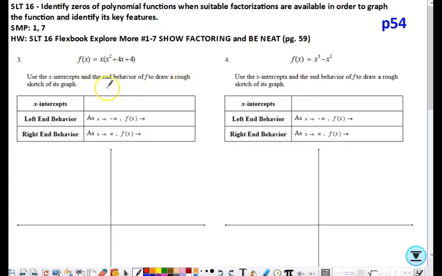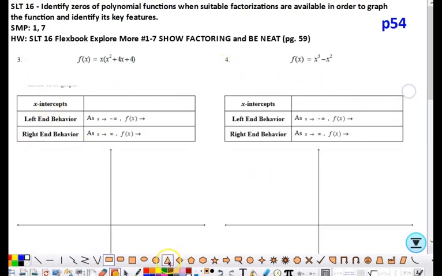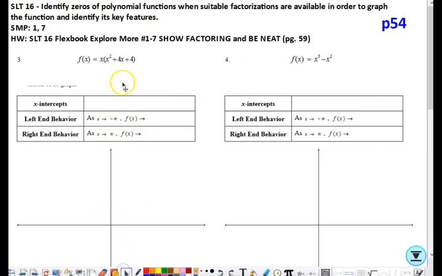For number 3, now we have x times a trinomial, and we can't see the multiplicity of each 0 until we factor completely. So pause the video here and factor number 3 completely. All right, now I've got some space to factor. So what multiplies to 4 that adds to 4 is 2 and 2. And now since this is a repeated binomial, that's x plus 2 squared.